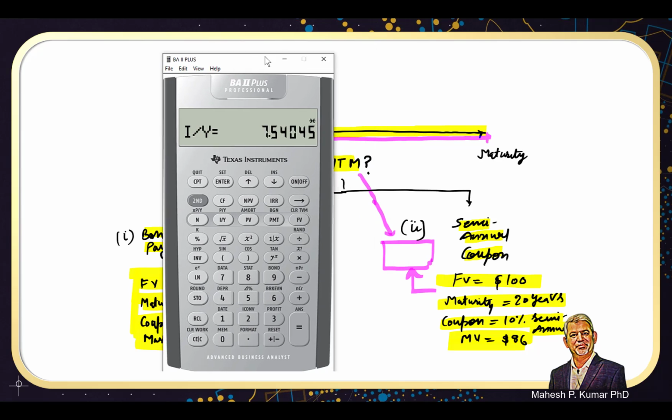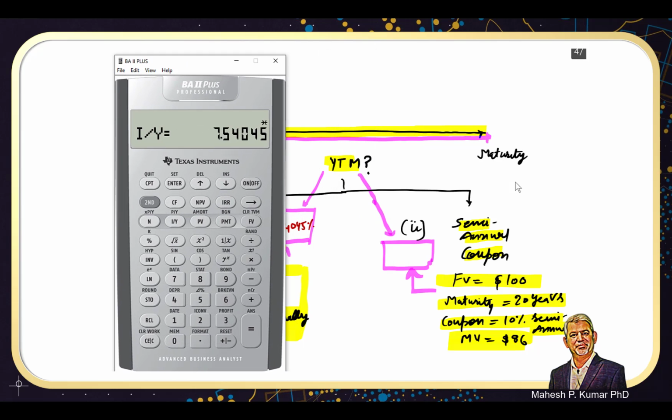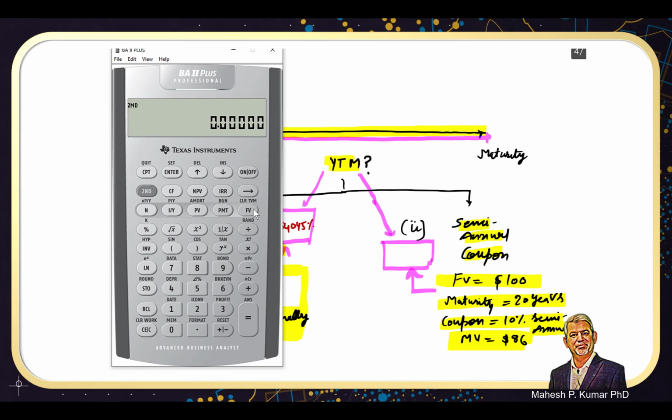Let us now move to the other scenario, when you have a bond and it is paying coupons semi-annually. In this situation, let us clear the display of the calculator and also clear the memory of the calculator. Second, clear TVM. So 1,000 is the future value for this bond. Maturity is 20 years, and since it is a semi-annual coupon paying bond, 20 times 2 is equal to 40. There are 40 semi-annual periods that would go as N.